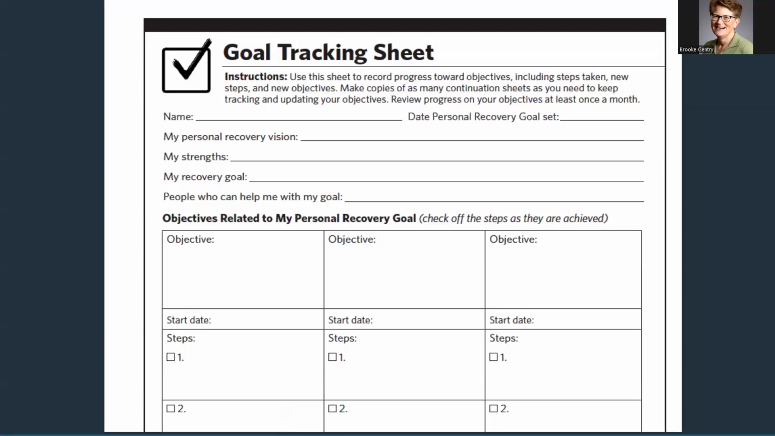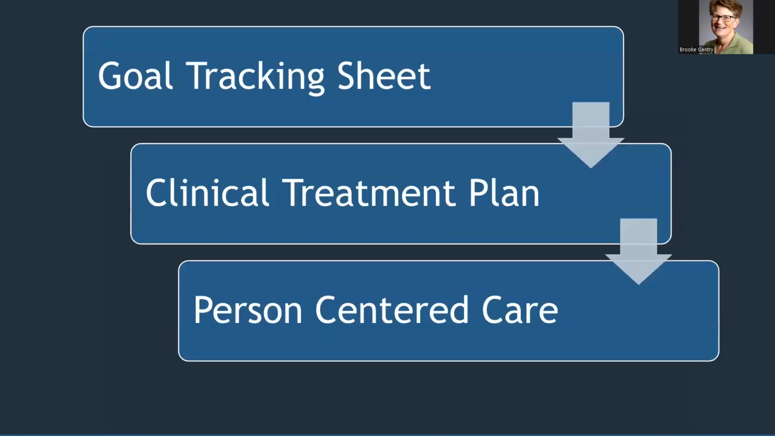Because behavior change is hard, and getting to a final goal can be really hard to conceptualize when there are not little steps built out underneath that. So we really work to do that with clients. And so that goal tracking sheet is similar to a clinical treatment plan. We hope that the two overlap or are the same. We understand that many of us have guidelines around documentation and that sometimes it can't be exactly the same, but we know that if we use the goal tracking sheet to inform that clinical treatment plan, it's going to be much more person-centered for people.